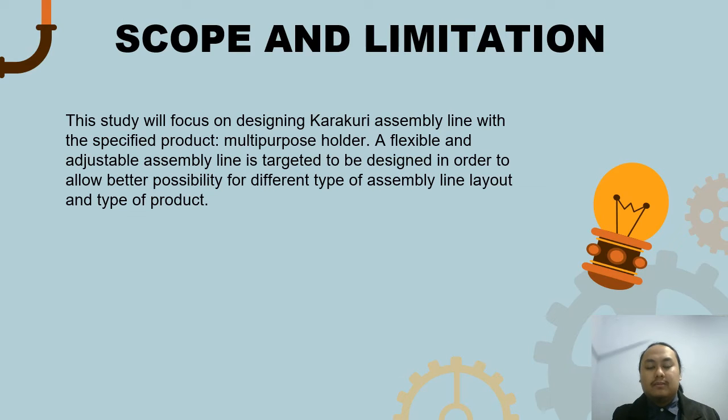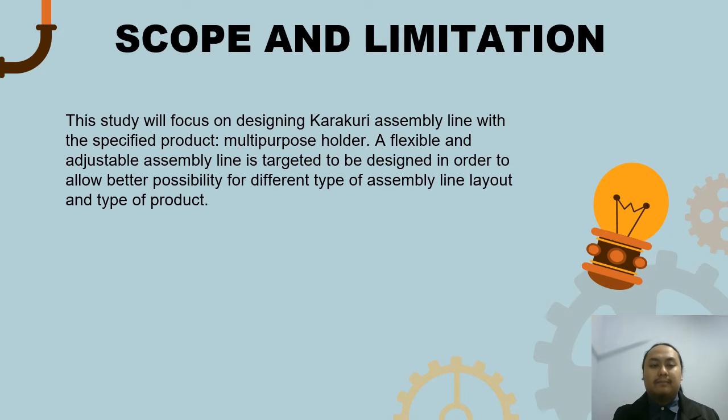Scope and limitation. This study will focus on designing a Karakuri assembly line for a specific product, a multi-purpose holder. A flexible and adjustable assembly line is targeted to be designed in order to allow better possibility for different types of assembly line layouts and types of products. As known, the limitation for this project is that the design cannot be fabricated due to the COVID-19 pandemic, so the design can only be approached through simulation.